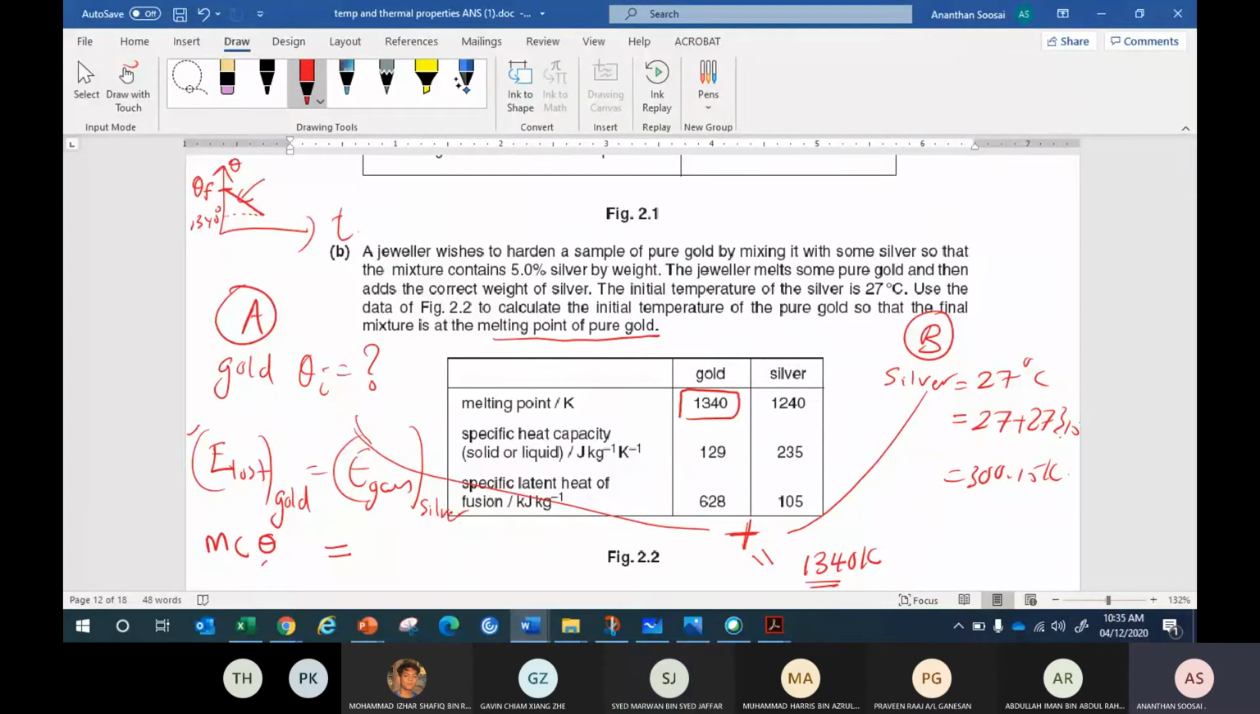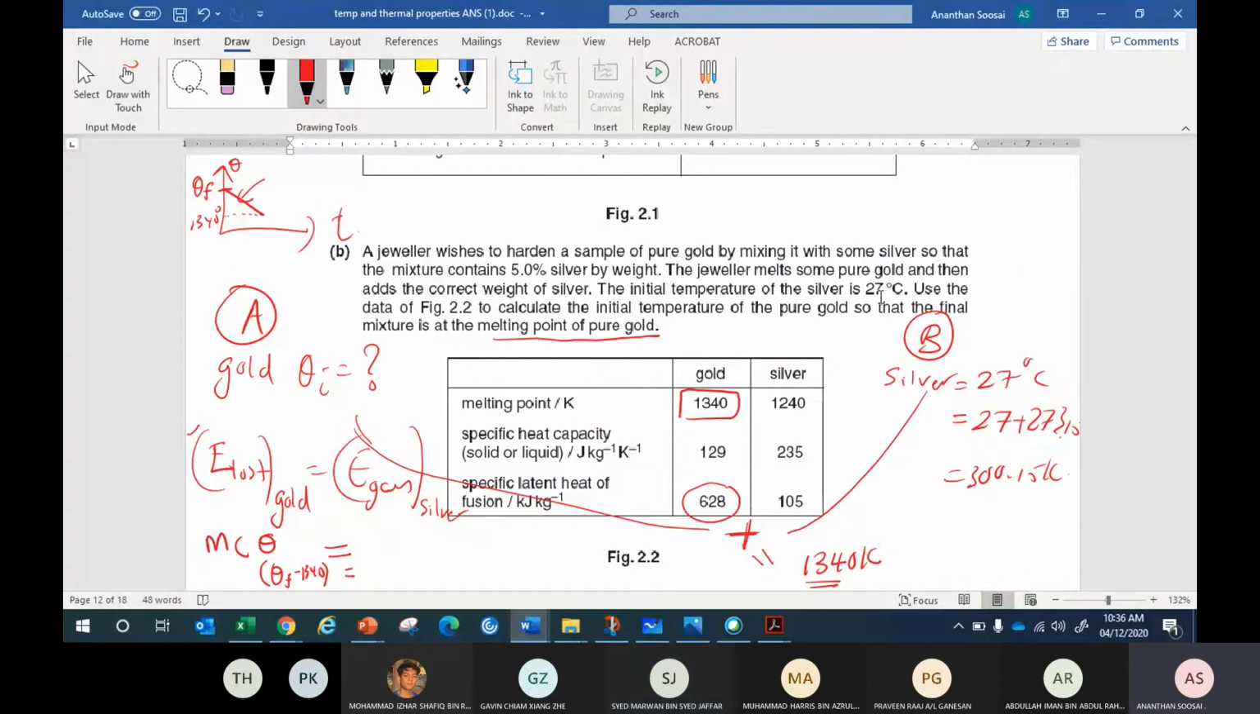Now, theta, how much? How do you write theta here? Anyone? Final big temperature minus small temperature. Who's the big temperature here? Theta F or 1340? Theta F, right? Final temperature. Theta F minus 1340. C, the specific capacity for the gold, is given here: 628. But unfortunately, they give kilojoule. So we change to joule now.